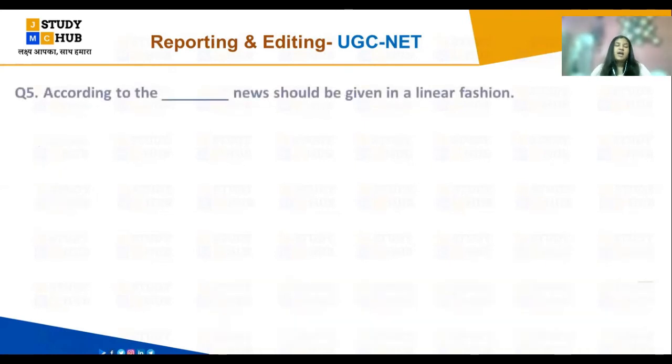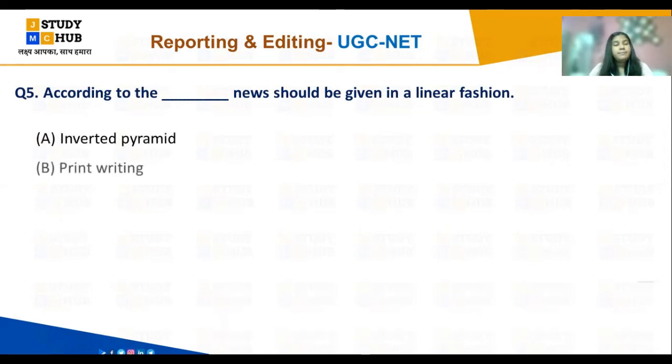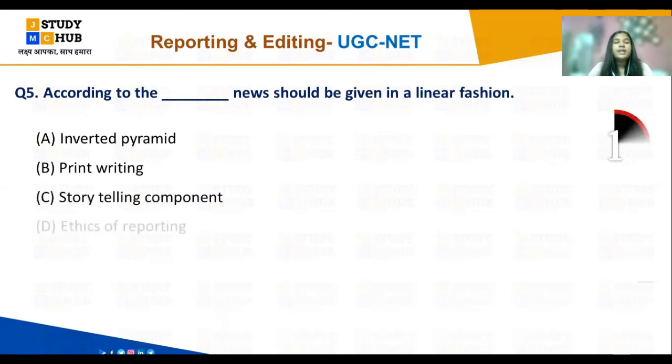Next question that I have with you is, according to the dash, news should be given in a linear fashion. So this is a fill in the blanks as well. Let's see the options that we have. A, inverted pyramid, B, print writing, option C, storytelling component, and option D, ethics of reporting.